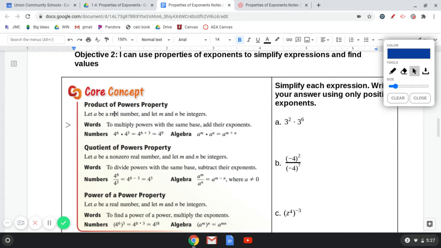So, first property, product of powers. You don't have to know this name, you just have to know how to use it, okay? A is a real number, M and N are integers, which means they are whole numbers that are either positive or negative, like -1, 0, 1, 2, 3, 4, 5. To multiply powers with the same base, add their exponents. So if you have 4 to the 6th power times 4 to the 3rd power, this equals 4 to the 6th plus 3rd power, which is 4 to the 9th power.